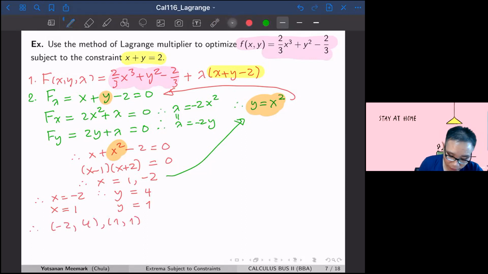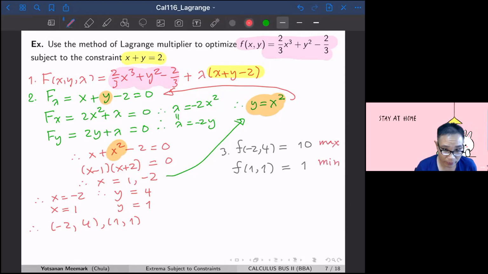And the third step will be you compute f at negative 2, 4 and f at 1, 1. Okay, so this guy, when you plug in x equal to negative 2, y equal to 4, you would get 10. Okay, f at 1, 1, you would get 1. Okay, so this one become maximum and minimum respectively.